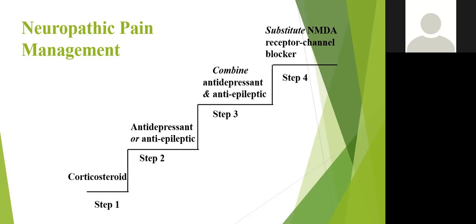Next step would be the conventional neuropathic agents. You can go with antidepressants or anti-epileptics as a step 2. Step 3, if the pain doesn't get better, you can combine the antidepressants and anti-epileptics. Obviously, if the steroids are not working, then there's no point in continuing the medication. You have to stop it if you feel that it's ineffective, because long-term steroids are not a good choice for patients. So don't continue the steroids long-term. And then step 4, we go to the NMDA receptor channel blockade, which includes ketamine and methadone. Next slide.